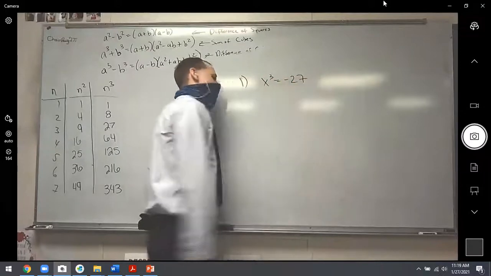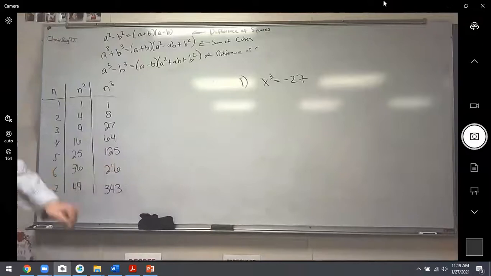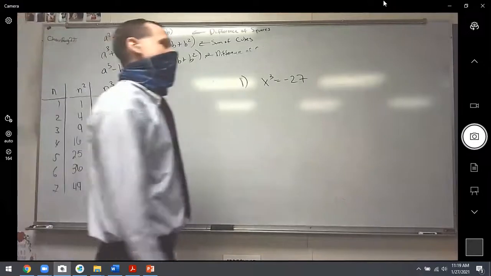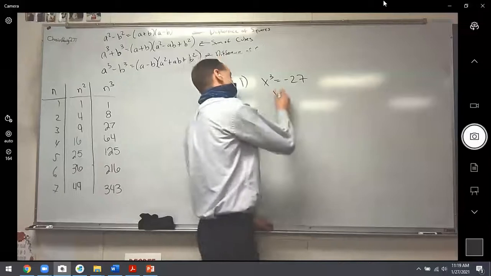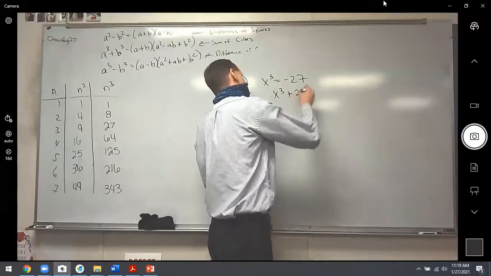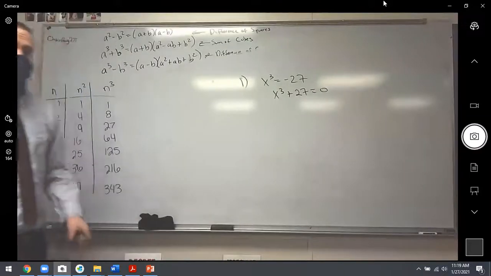So number one is x cubed. This is a cubic thing, so right away you should think there are 3 answers, okay? But it's equal to negative 27. The first step always is to get it equal to 0. I don't care if it's by graphing. I don't care if you're factoring. I don't care what you're doing. None of this work is useful if it's not equal to 0.